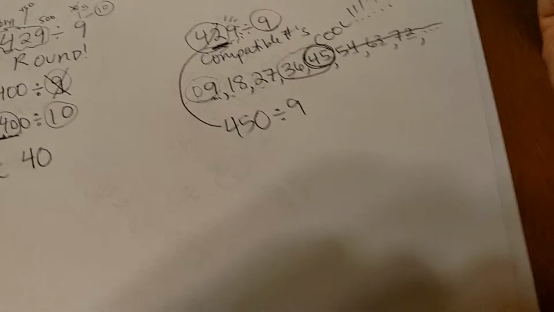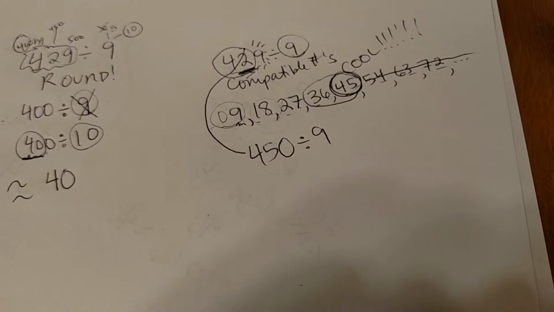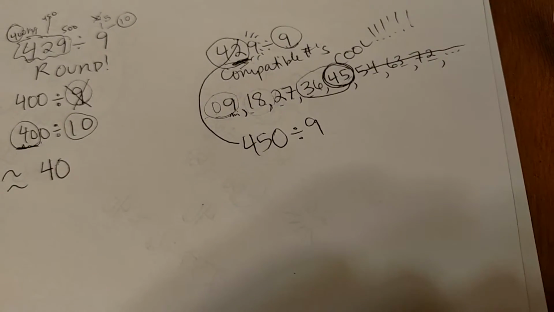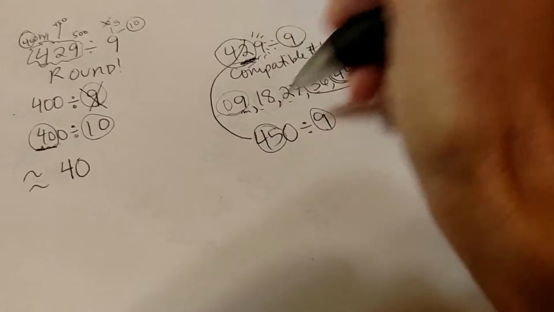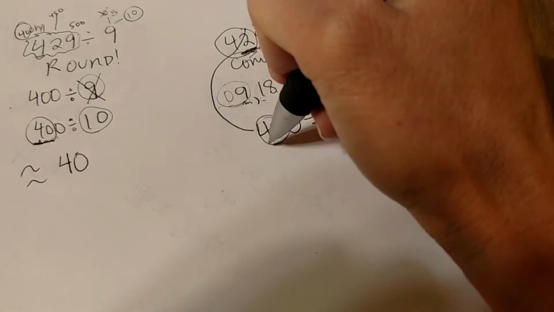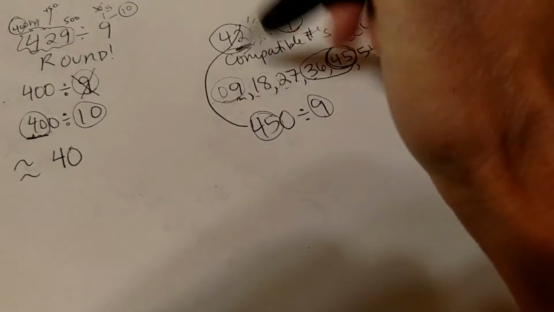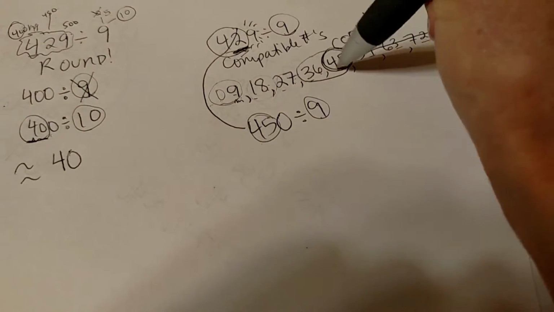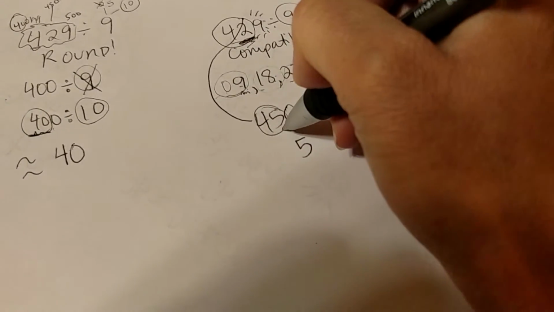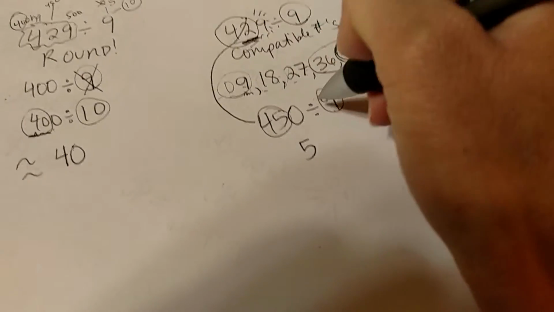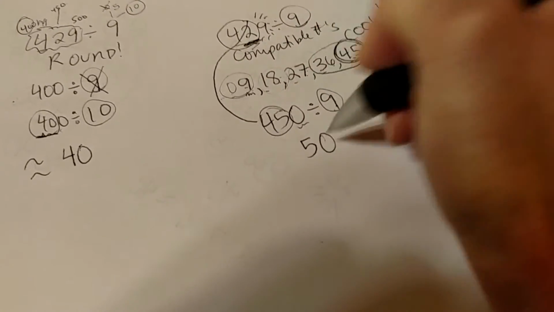And now I have a problem that is easier, friendlier, has compatible numbers to work with. So I have 9 and 45, which are compatible. That 45 is a multiple of 9. So that's 1, 2, 3, 4, 5. So 5 times 9 is 45. And I have a 0 that I need to add on.